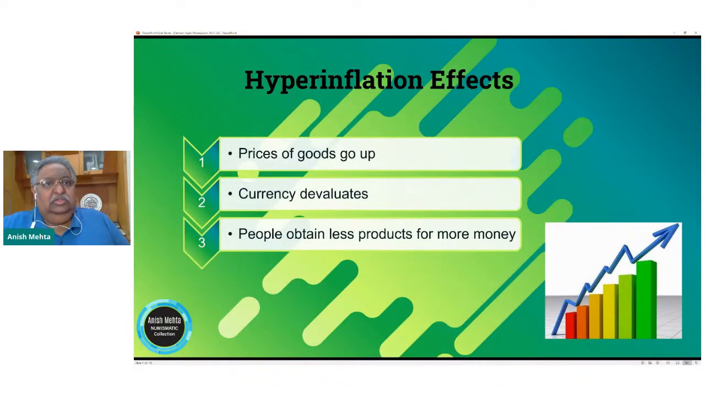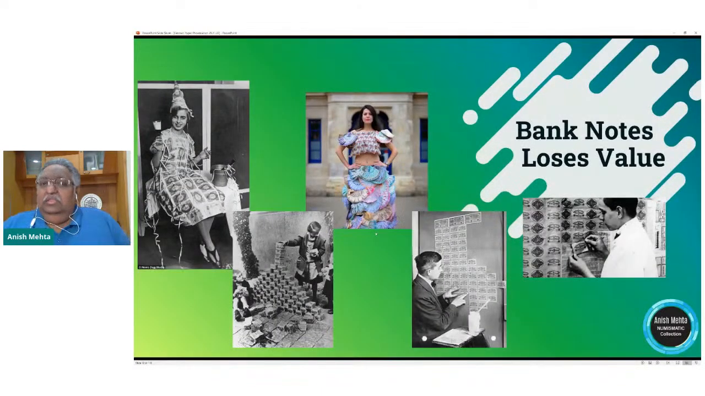The effect of this is that the prices of goods go up. The currency of the country where hyperinflation exists devalues, and people start getting products at much higher prices, so they get less products for the money which they spend. The banknotes in this situation lose their value, and so the public start using them to make dresses, use them as wallpapers, and give them to the kids to play with.